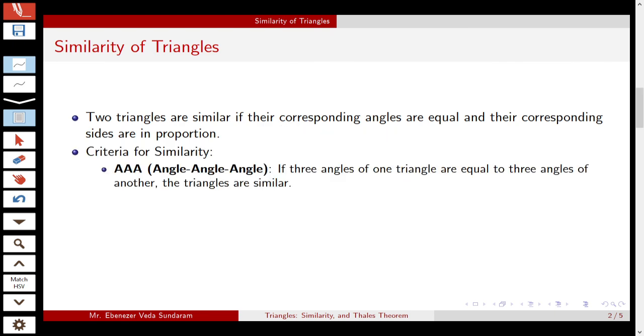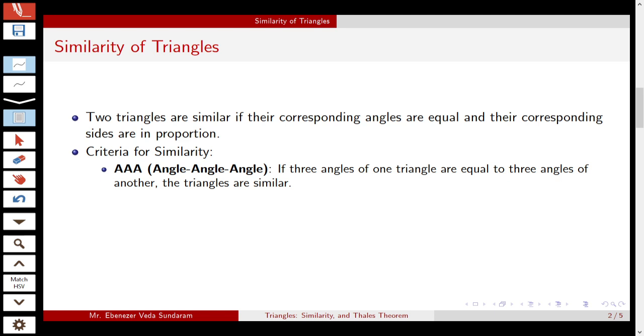The next thing: how do we say these two triangles are similar? We have many criteria and we will discuss these three. First, the angle criterion. As we discussed earlier, if the three angles of one triangle are equal to the three angles of another triangle, then we say that the triangles are similar.